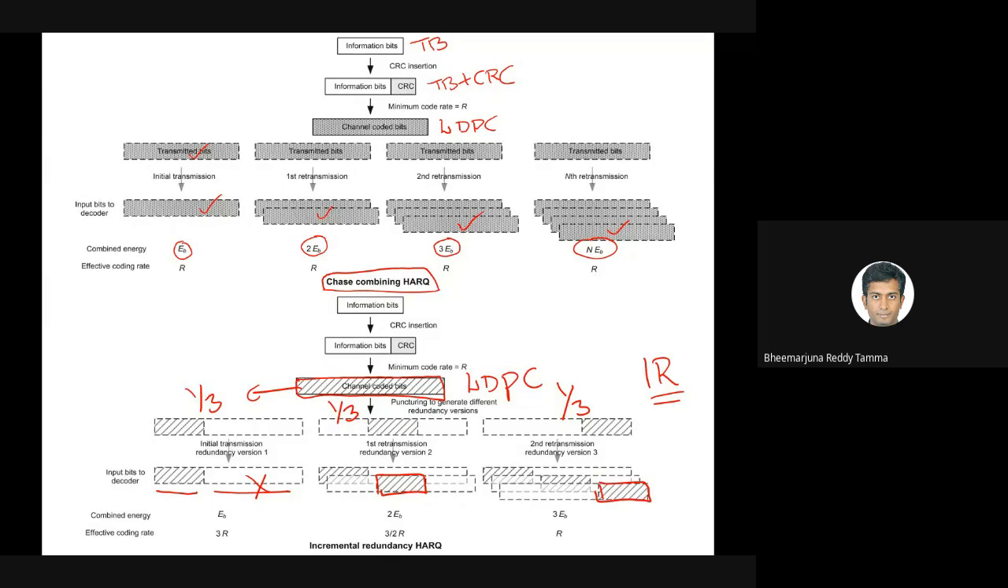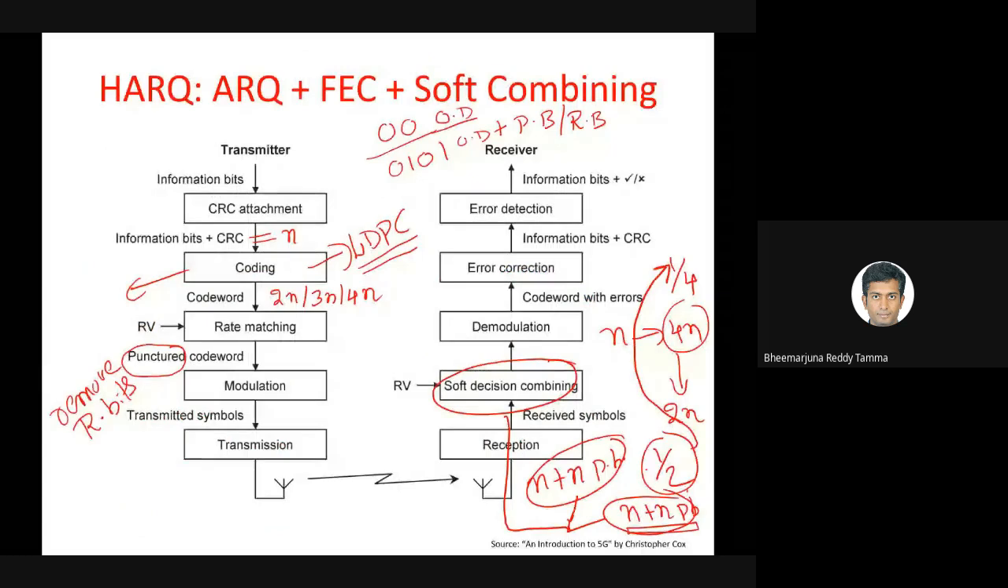For that reason, in this illustration, you specify something called redundancy version, because in 5G we use incremental redundancy, we are not using chase combining. So the redundancy version, whether it is the first one or the second one or the third one, you have to specify as part of a process called rate matching. Rate matching is nothing but you identify what the redundancy version is and accordingly you do the puncturing.